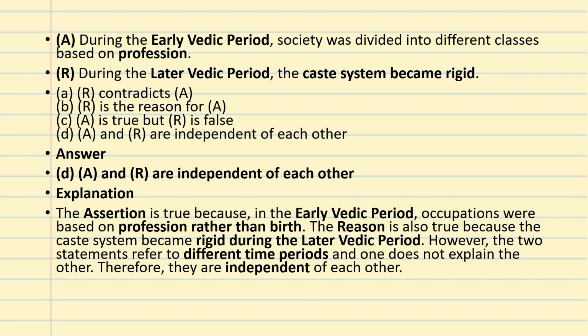A and R are independent of each other. The assertion is true because the early Vedic period occupations were based on profession rather than birth. The reason is also true because the caste system became rigid during the later Vedic period. However, the two statements refer to different time periods and one does not explain the other. Therefore, they are independent of each other. This was all about the caste system in the later Vedic period.